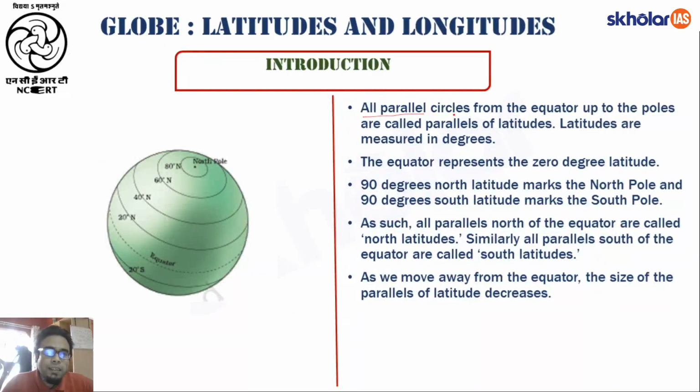All the parallel circles from the equator up to the poles are called your parallels or your latitudes, right? Now what are these latitudes? If you look at this diagram here, we have understood the equator. Equator is dividing the earth into two equal halves, northern hemisphere and southern hemisphere. Always remember that the equator, as it is dividing the earth into two equal halves, is considered a 0 degree parallel, or a 0 degree latitude.